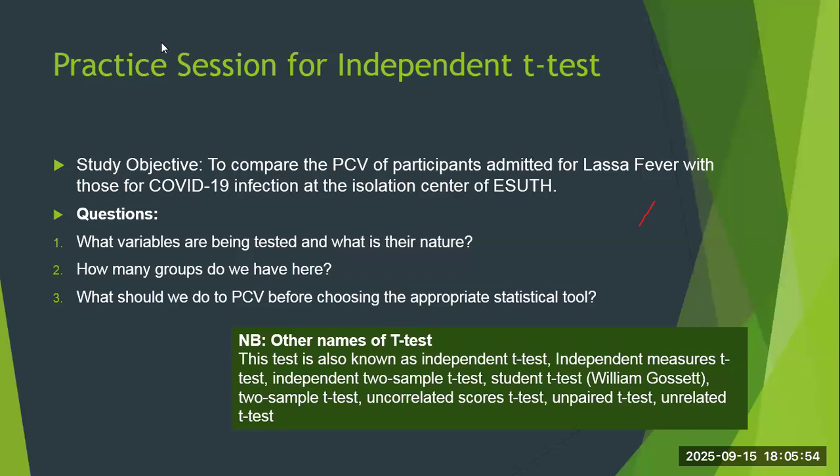If I'm writing it at the proposal level, I will write that the comparison of PCV between those with Lassa fever and those with COVID-19 infection will be done using independent t-test or Mann-Whitney U test as appropriate, because I do not know what my PCV will look like. But had I finished the work, I would no longer speculate because I've tested the normality of my PCV. I'll just say that the differences in PCV between the two groups were compared using independent t-tests. Is that understood? Yes, sir. Okay, so we can now move on.